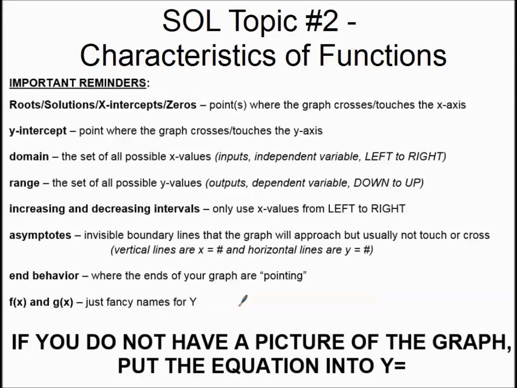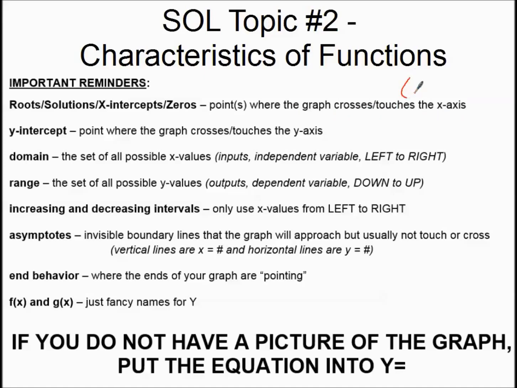Okay, and here is SOL topic number 2, characteristics of functions. On this first page, let's review some important vocabulary. Roots, solutions, x-intercepts, and zeros. These 4 words mean the same exact thing. They represent the point or points where the graph crosses or touches the x-axis.